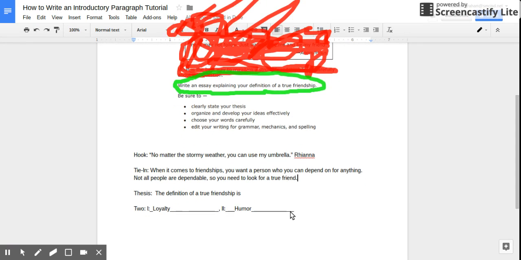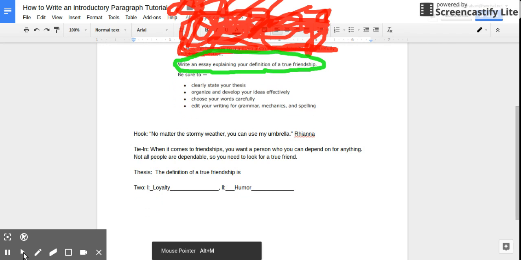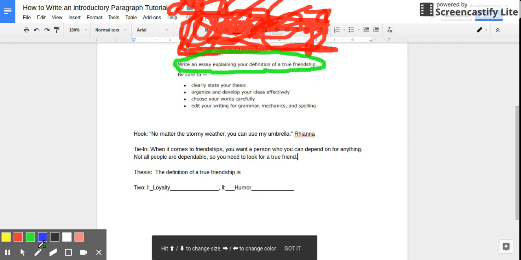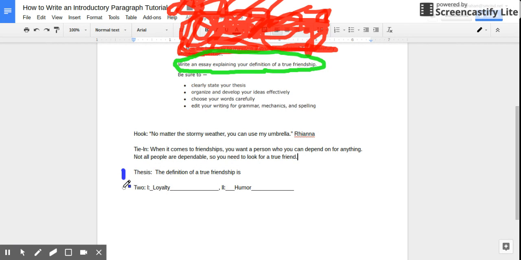Now, what I want you guys to remember is that when we started off with this, we didn't start off traditionally with hook, tie-in, thesis, and two. We started off here as our one. That was our first step. Our two became our second step. Our hook became our third step. And our tie-in became our fourth step.